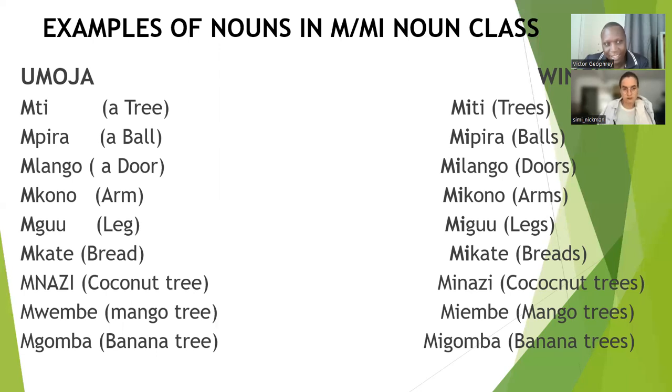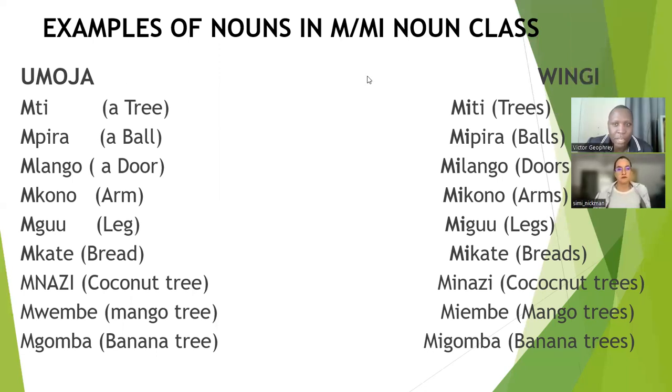Okay? And m-mi: the noun starts with m in the singular and mi in the plural. Of course, I'm going to send all these slides to you. So you see, in singular, mti starts with m. In the plural it is miti. You can see here I have written umoja and wingi. Wingi means plural, umoja, singular.